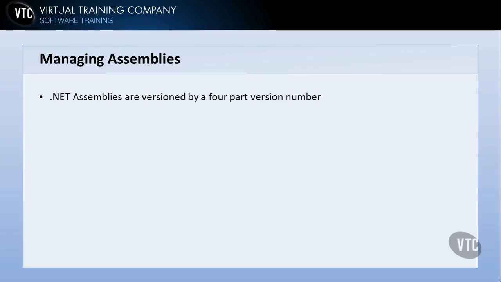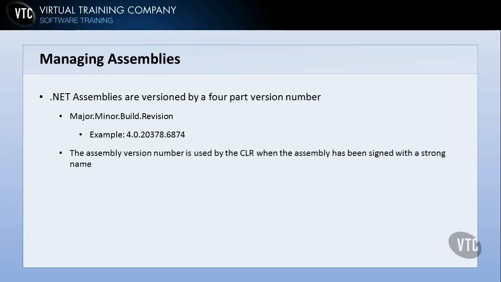Now, .NET assemblies are versioned by a 4-part version number, and that relates to major, minor, build, revision. Here's an example. Here's a version number, 4.0.203.78.6874. Now, you will have to have some sort of standard in place for when you increment these, under what conditions, and so forth, because the assembly version number is used by the Common Language Runtime, CLR, when an assembly has been signed with a strong name that allows multiple versions of an assembly to then coexist side by side. And then our applications can use whichever assembly they're basically versioned for.